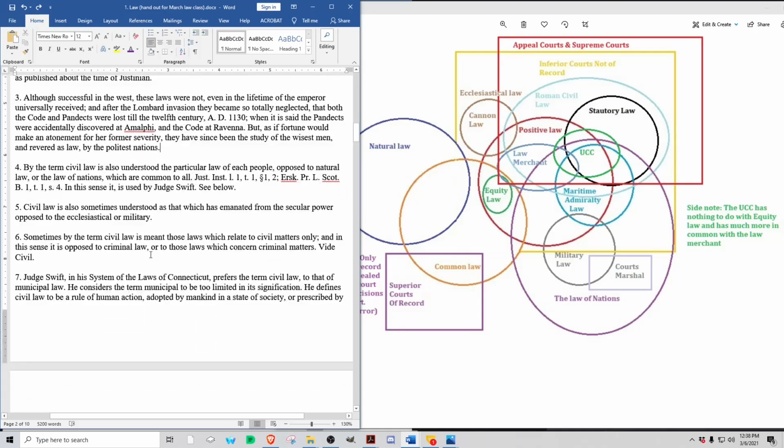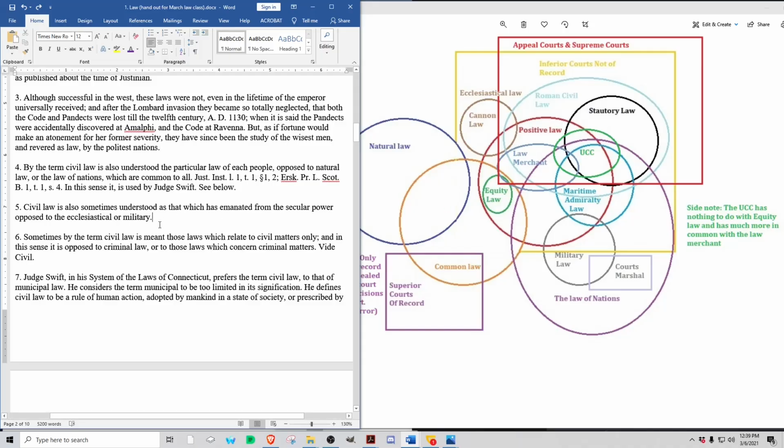By the term civil law is also understood the particular law of each people, opposed to natural law or the law of nations, which are common to all. So, in a sense, I guess I probably shouldn't have put the law of nations over Roman civil law, from this standpoint. But again, the law of nations being developed quite a bit out of and from Roman civil law, I still see that as a reason why it's kind of connected, or they should be connected. But we can take this definition yay or nay from that standpoint.